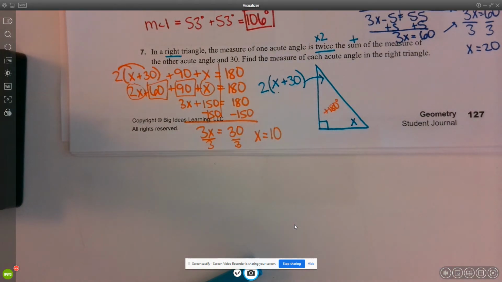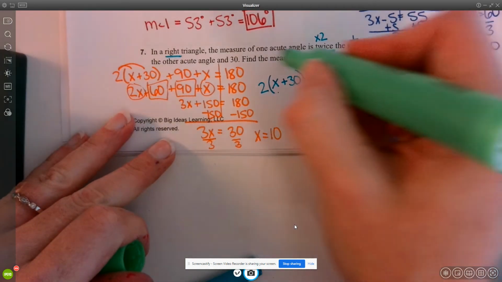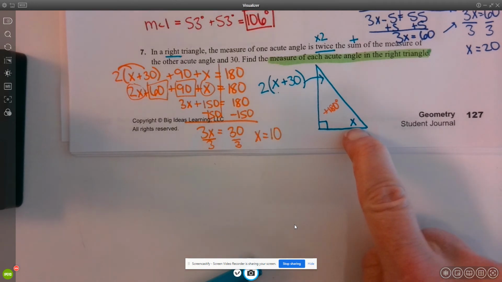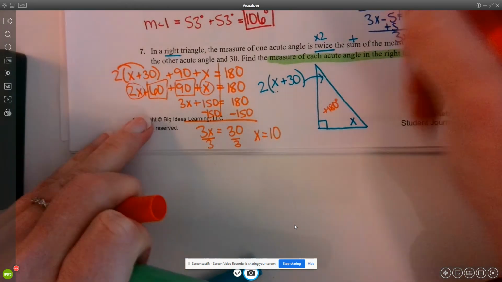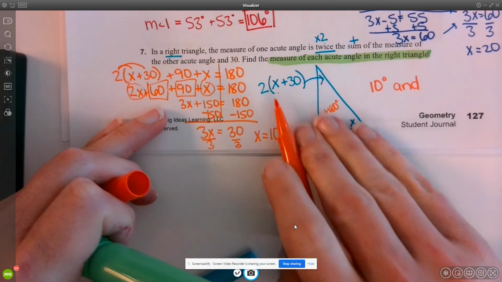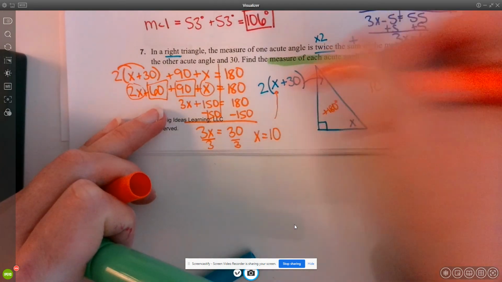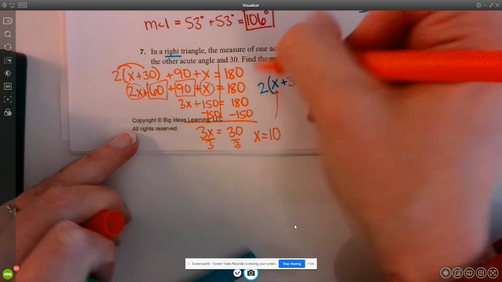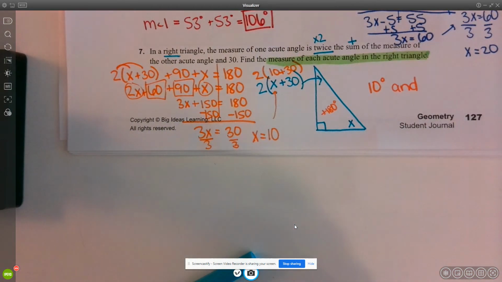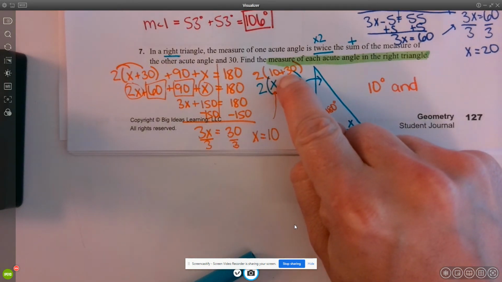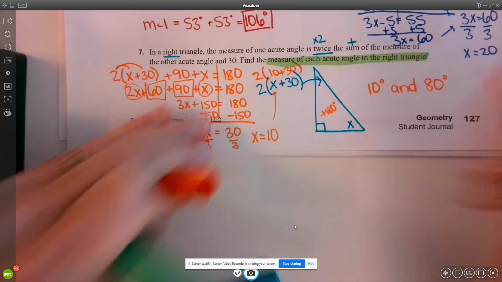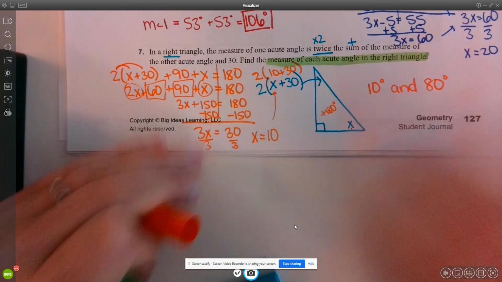So remember, my job was to find the measure of each acute angle. Well, one of my acute angles was x, or x degrees. And so one of my acute angles is 10 degrees. Now for the other acute angle, I'm going to have to take 10 and substitute it in for x. So 2 times 10 plus 30. 10 plus 30 is 40, and 2 times 40 is 80. So this angle is 10 degrees, and this angle is 80 degrees.